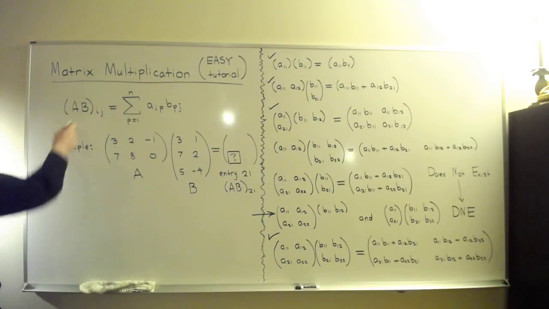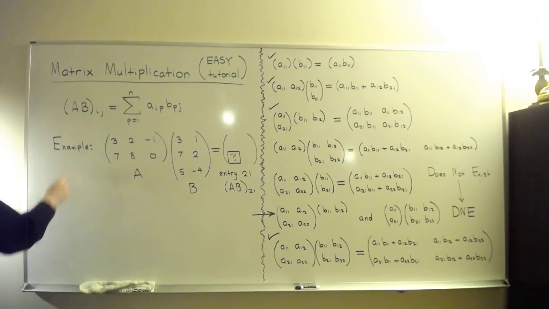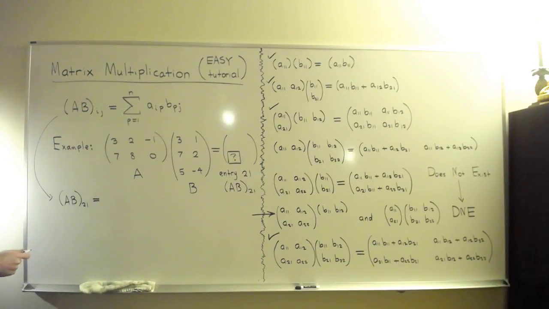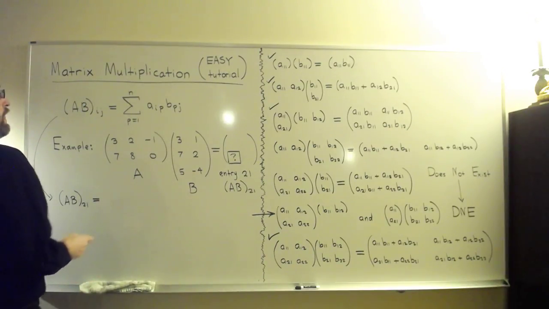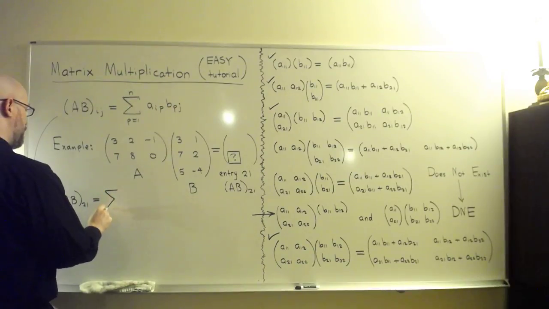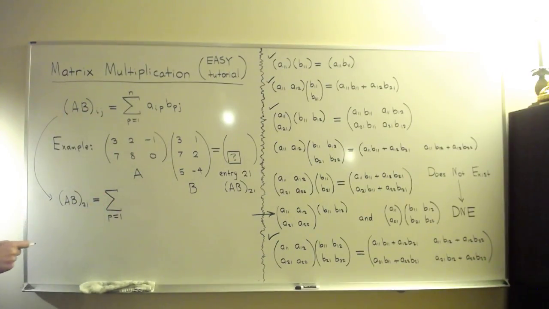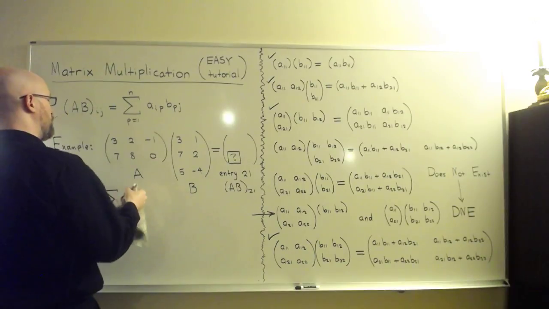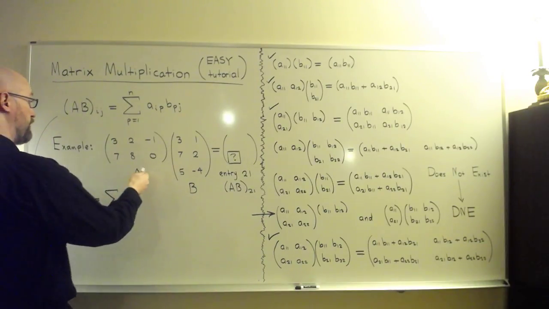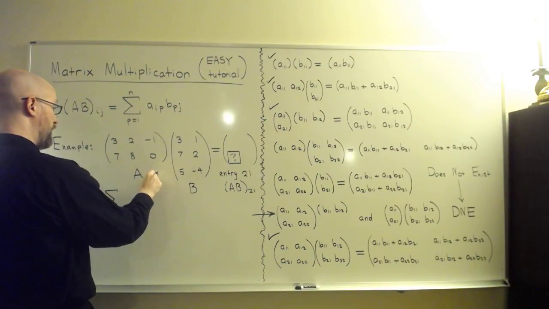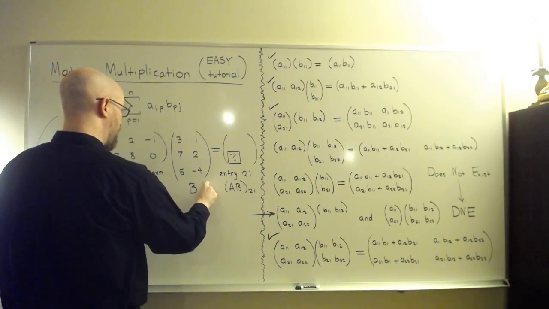Now what our formula should say, if we take the formula here, is that AB 2,1 equals, now watch what happens here. I have my sum, and the P is still here for now. This P goes from 1 up to what? Well, remember what the sizes of these were. This was M by N, this was K by L.